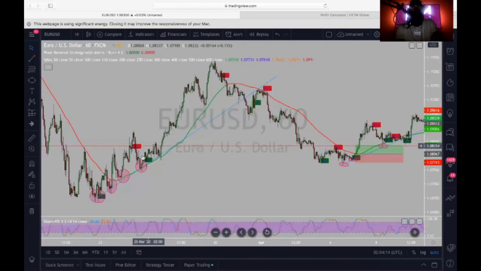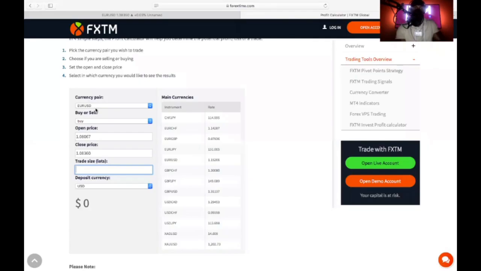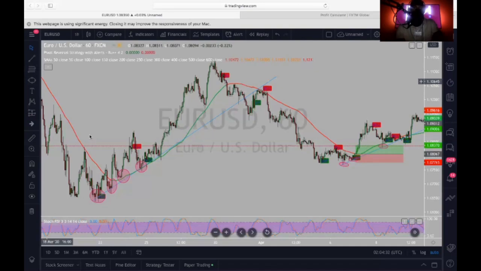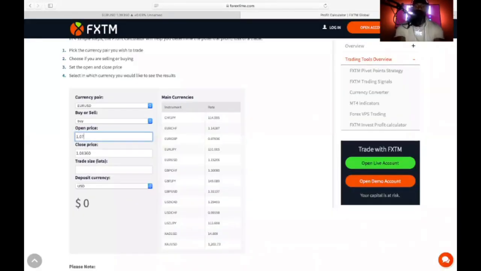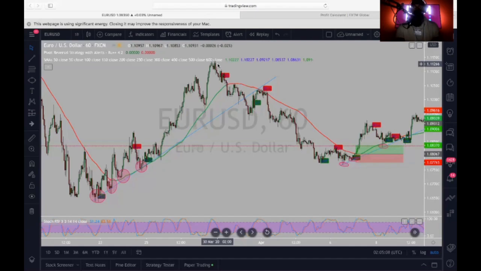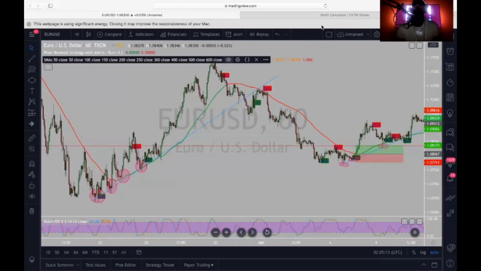Now let's convert this into dollars because we like money. We like cash. You know what I'm saying? So, boom. Let's go over here to our profit calculator. Euro USD, we got to buy. We would get in this trade at 1.07950. We got out, we rolled it up to 1.11260.